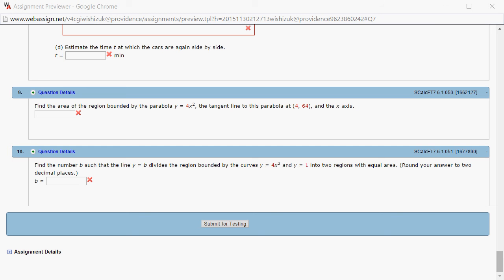Right, let's look at homework 6.1, problem number 9. We want to find the area of the region bounded by the parabola and the tangent line to this parabola at the point (4, 64). Alright, so let's draw a picture.